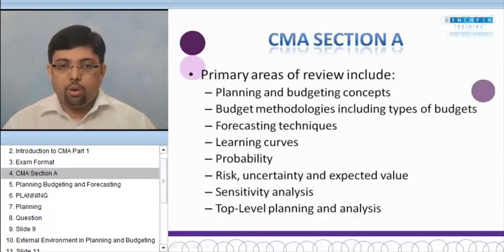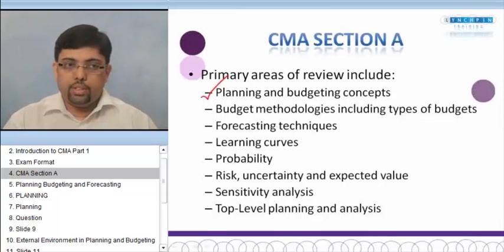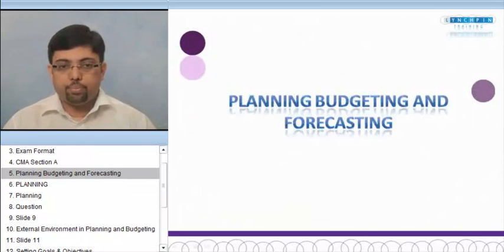CMA section 1 consists of planning and budgeting concepts, budgeting methodologies including types of budget, forecasting techniques, learning curve, probability, risk, uncertainty and expected values, sensitivity analysis, and top level planning and analysis. Planning and budgeting concept is the most critical area of this section. Budgeting methodologies including the types of budgets, learning curves, risk, uncertainty and analysis, expected value, and top level planning and analysis are the most critical areas for CMA section A.